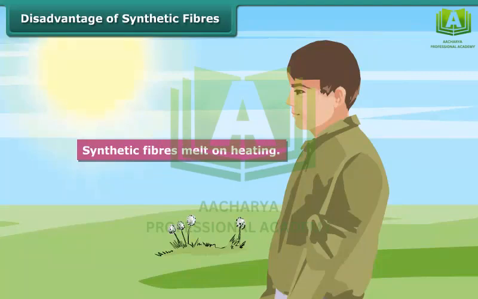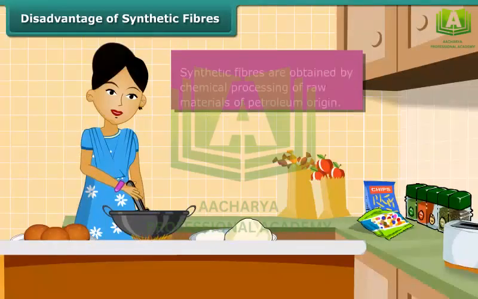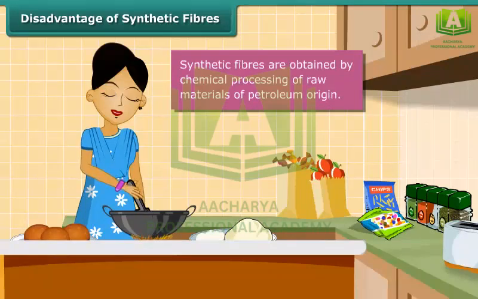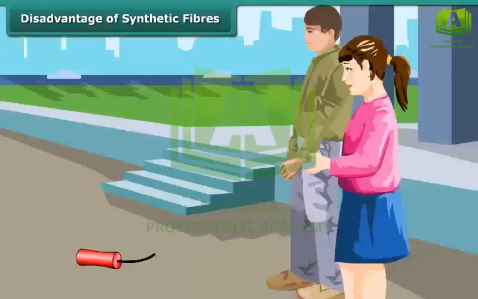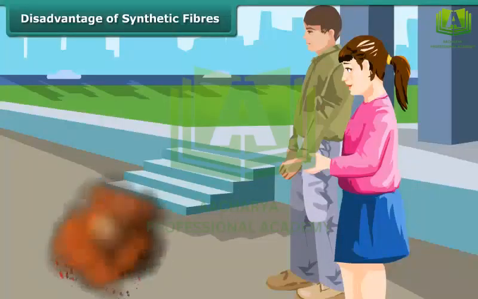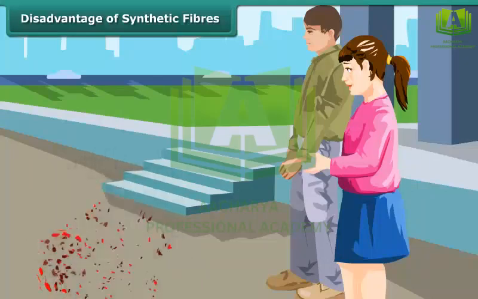Synthetic fibers are mostly uncomfortable to wear during summers, since these trap our body heat and do not absorb sweat. Also, we are advised not to wear clothes made of synthetic fibers while cooking in the kitchen or burning firecrackers during festivals like Diwali, since these easily catch fire and hence are dangerous to wear.